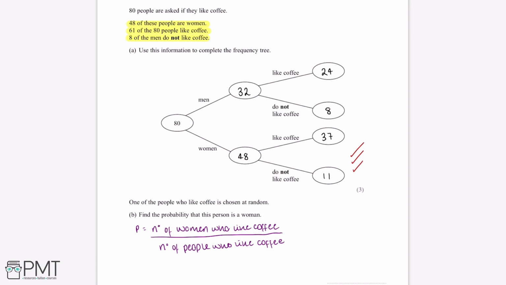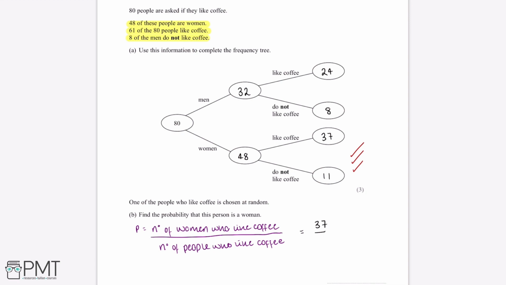So the first thing we'll want to do for this question is work out the number of women who like coffee. And to do this we'll need to look at the frequency tree from part A of our question. So we're looking for women who like coffee. And the number of women who like coffee is 37.